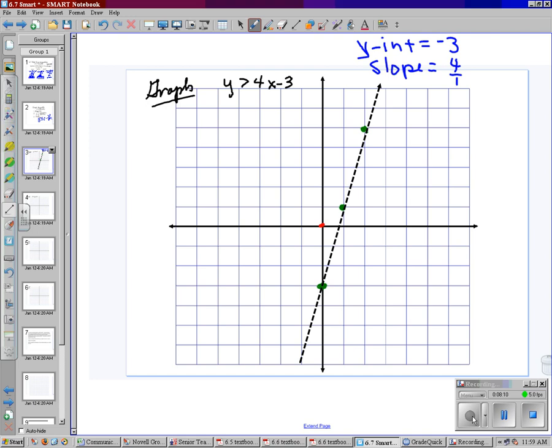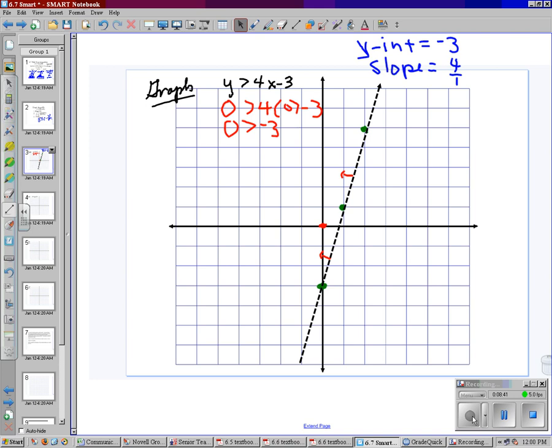So I'm going to just put a dot there for a second and say, okay, what if I put 0 in for y and 0 in for x? What kind of a statement do I get? True or false? 0 is greater than, Jordan? Negative 3. Jordan, is that true or false? True. That is a true statement. That means that I want to shade this side of the line to include that point.